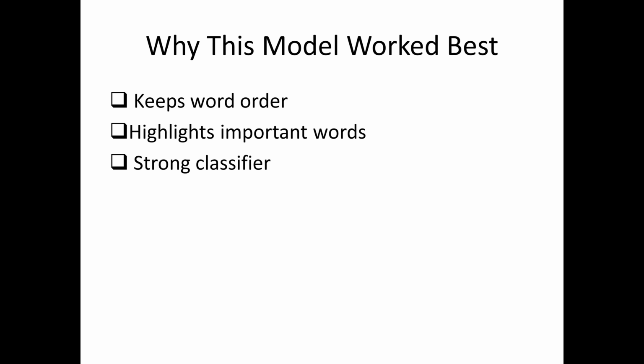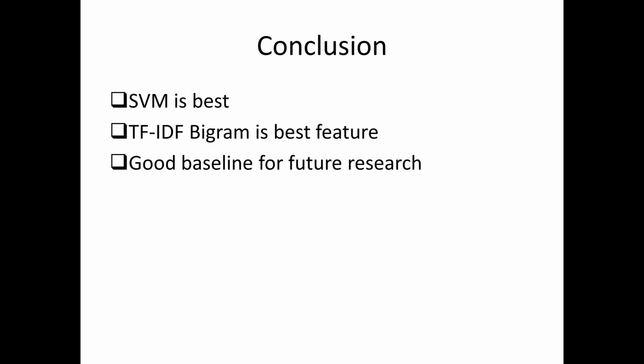The best result came from combining TF-IDF with bigram and using support vector machine. This model achieved 79% accuracy. It performed better than all other combinations. This model worked because bigram keeps word order, TF-IDF shows which words are important, and SVM is very strong for text classification. Together they produced the highest accuracy.